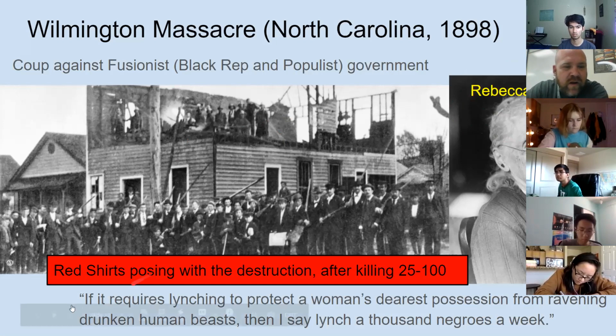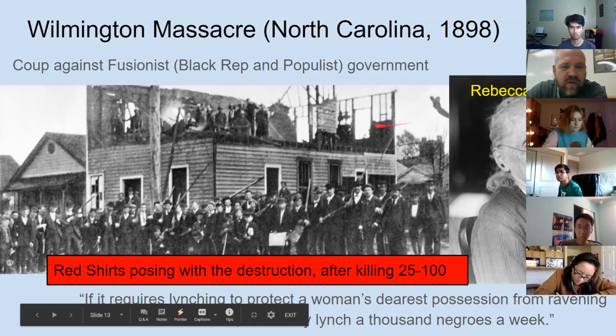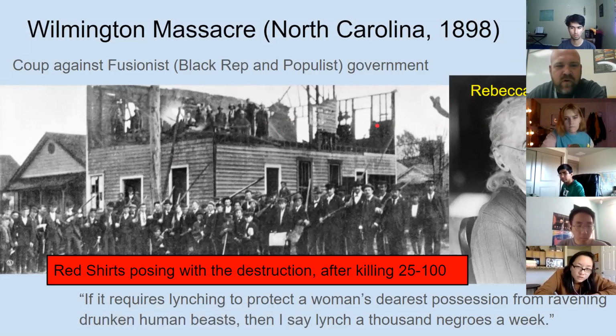Quote on the bottom here. On the quote on the bottom here, Ilha, can you read our quote on the bottom for us? Nice and loud for the whole class.